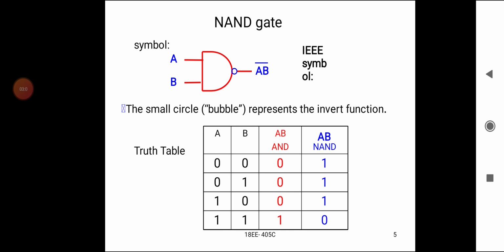The truth table is shown for the NAND gate. A, B are inputs with 0 0, 0 1, 1 0 and 1 1 combinations. The AND gate outputs are 0, 0, 0, 1, whereas the NAND output is AB complement. So 0 complement is 1, 0 complement is 1, 0 complement is 1, 1 complement is 0. So the symbol is shown.